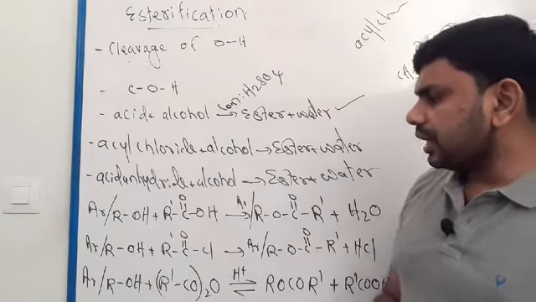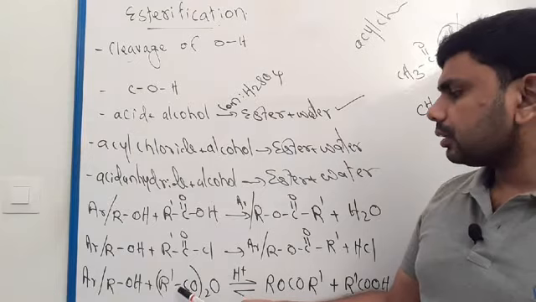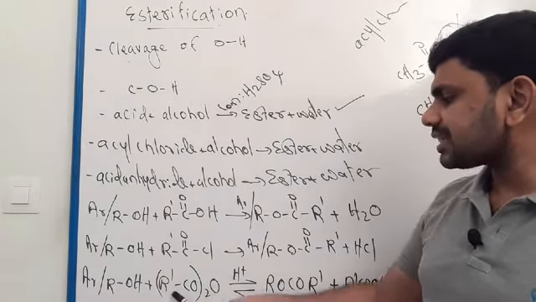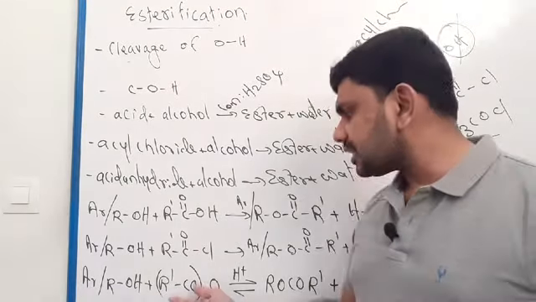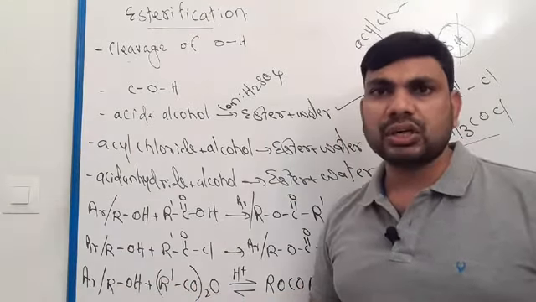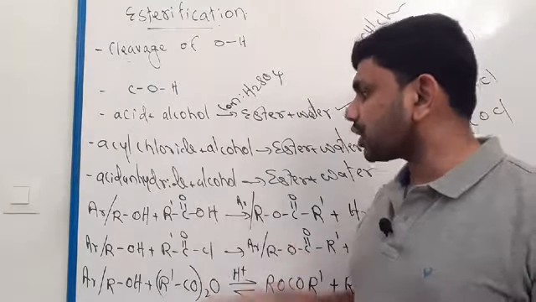Similarly, here is another chemical reaction. CH3CO or RCO twice O. This type of chemical is called acid anhydride. Acid anhydride reacted with alcohol also produces ester. So these are the different chemical reactions for production of ester.